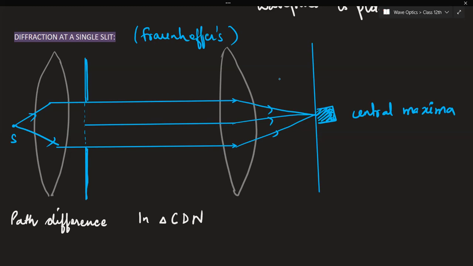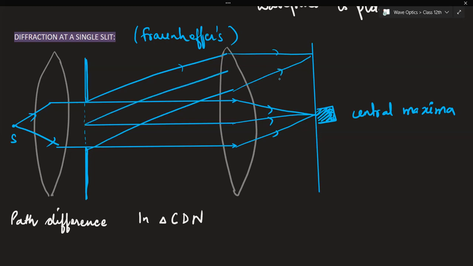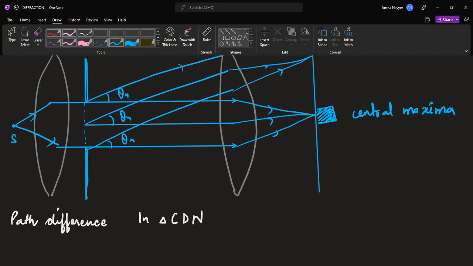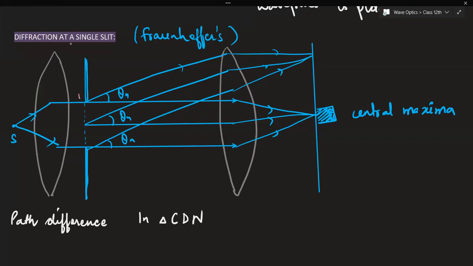Now because of diffraction, what will happen? See, at the corner this light has bent like this. Similarly, at this corner also, this light has bent like this. Let's say from this corner as well, this light has bent like this. This is theta n, this is theta n. Now I am dropping a perpendicular. Let's say this point is C, this point is D, and this point is N. Fine, this perpendicular I have just drawn from here like this.